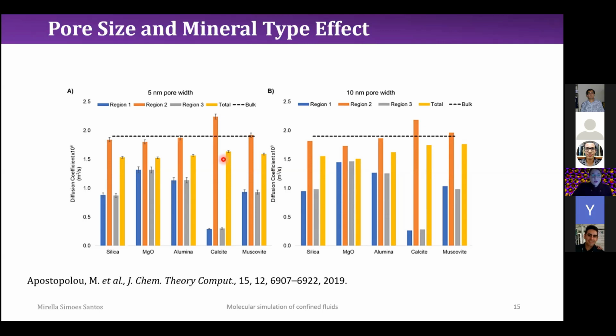And another thing that we can see is that for silica, for all the components, we have at the adsorbed layer a much lower value for the self-diffusion coefficient. So the methane that is adsorbed close to the mineral surfaces is behaving very differently from the middle of the pore, and it has its mobility reduced.